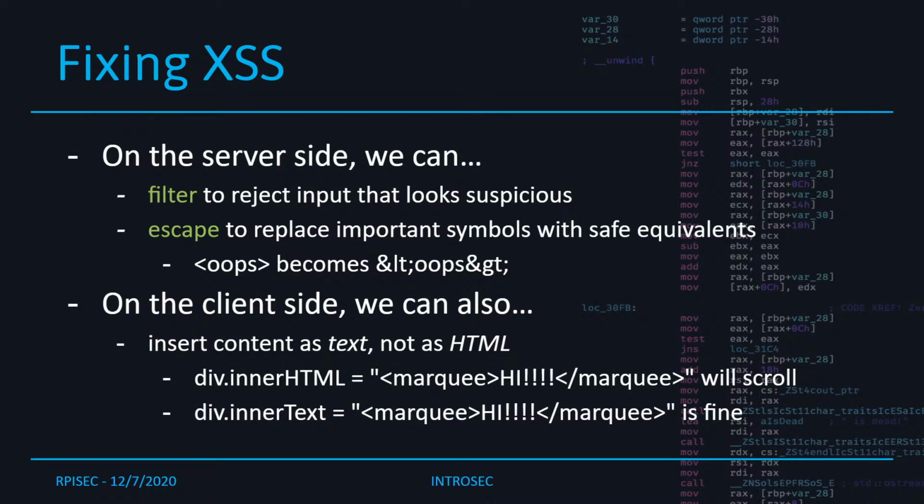Now on the client side, we can do that kind of thing, but we can also say this is text, not code. So if I set the inner HTML of some element to be a marquee tag, it will be flying across the page. But if I use inner text, it'll just be literally this text. So that's the kind of thing you're thinking about. If you're writing a client-side application, you should probably be using inner text.